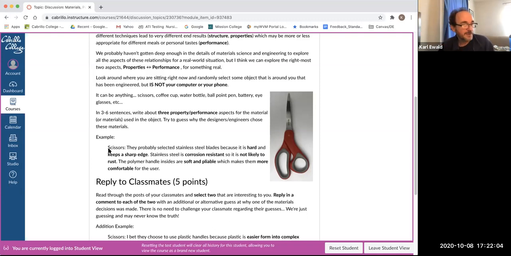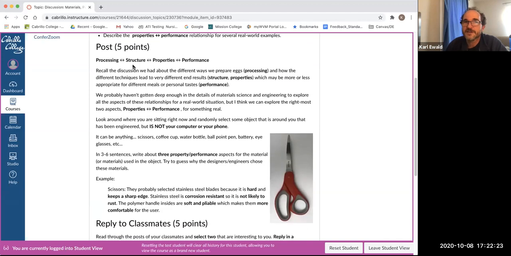and you can pick things from around your house. Like, here's a stapler. Why is there a plastic housing out here? Why is this made of metal? Why is it not made of plastic? And trying to tease out, in terms of this paradigm of processing, structure, properties, and performance, why those decisions were made.